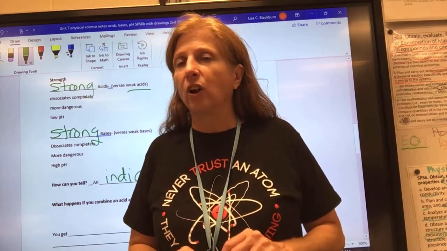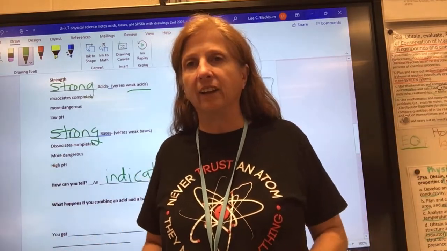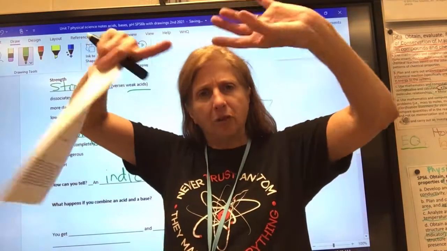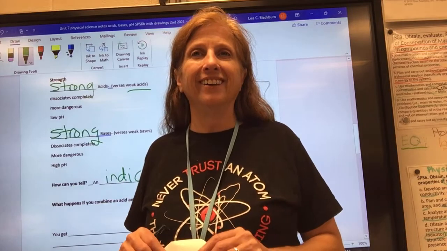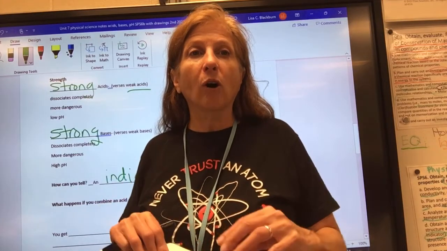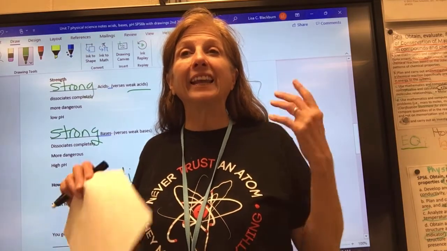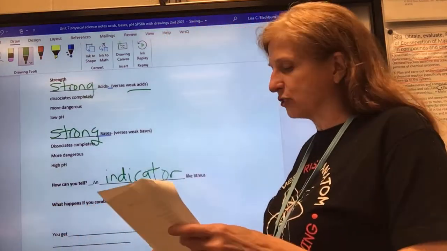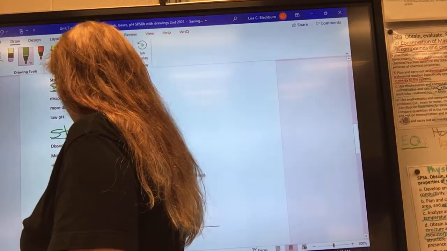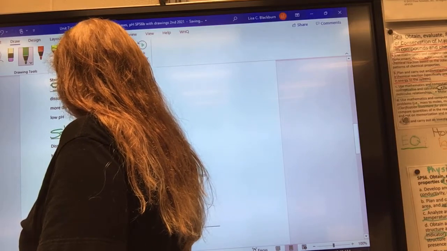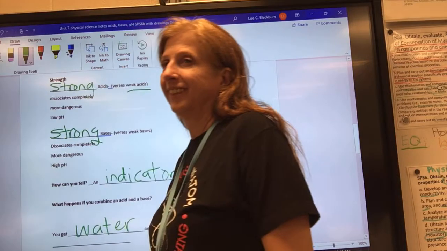You add a real strong acid and a real strong base, what do you think you're going to get? You pour it into one beaker. Chemical reaction. Chemical reaction, but what does it make? Do you think it'd be more dangerous or less dangerous? It's going to be less. If you add a strong acid and a strong base, like hydrochloric acid and sodium hydroxide, you get water, not too dangerous, and salt. You get salt water.